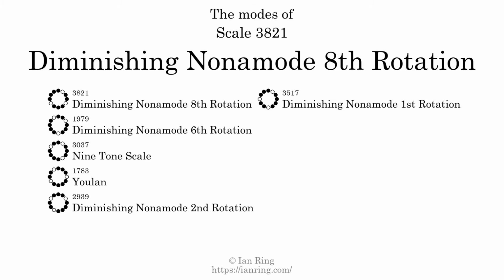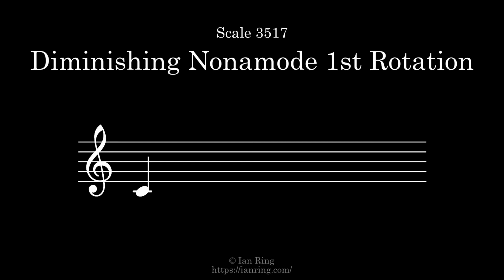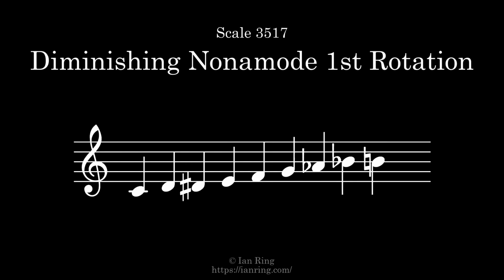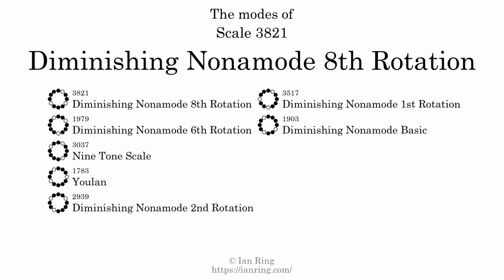The sixth mode is scale 3517, also known as Diminishing Nonamode 1st rotation. It sounds like this. The seventh mode is scale 1903, also known as Diminishing Nonamode Basic. It sounds like this.